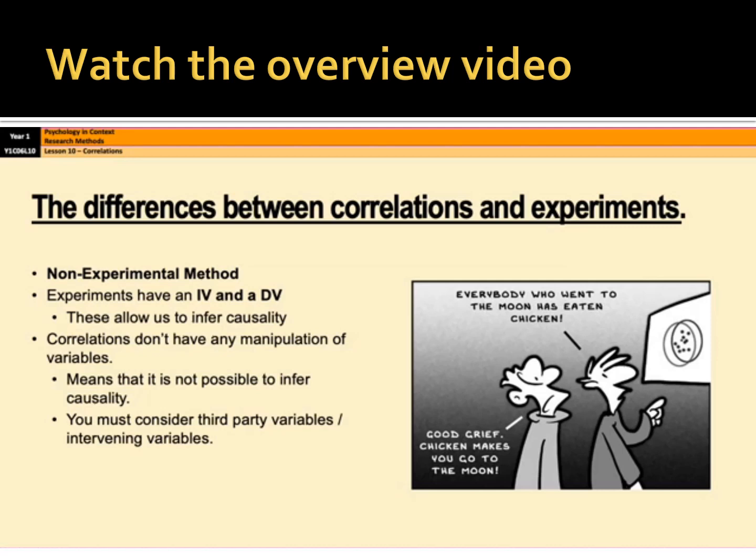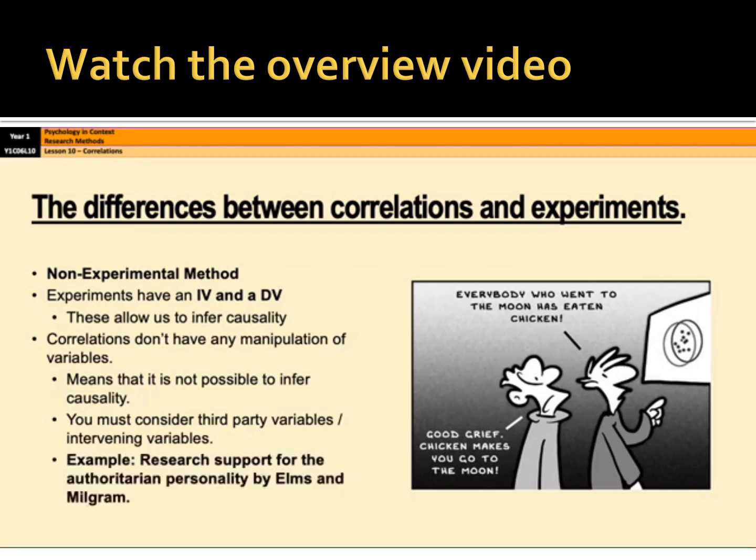An example of that comes from the social influence topic. So in the social influence topic, there is research support for the authoritarian personality, which was provided by Elms and Milgram. They found that people who scored highly on the F scale were also more likely to be obedient in Milgram's research. However, that finding is only correlational, because there are other variables that could have caused that level of obedience. For example, education levels.